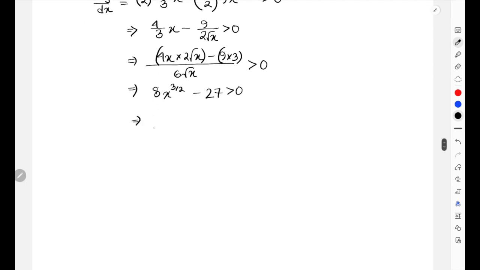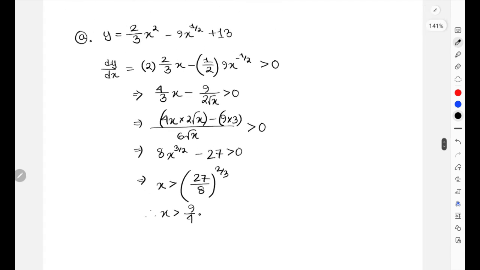And again after this, for x, this is going to be 27 over 8 all to the power of 2 by 3, because now the power will be in an inverted format. 1 divided by 3 by 2 becomes 2 by 3, and if you calculate this, you are going to get the value for x as 9 over 4. This is the final range of values for x: x greater than 9 over 4.